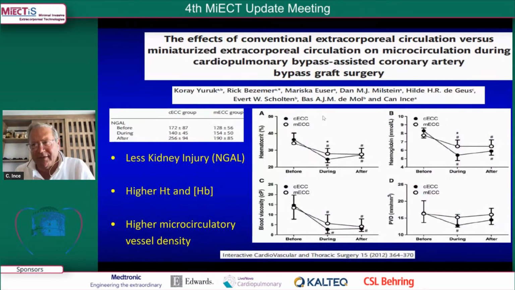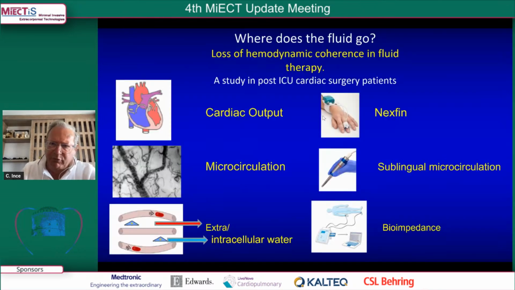And of course, as we had done in this early study, looking at MiECT, this is exactly what MiECT is so excellent in performing. It has a higher hematocrit than normal CPB, and as a result of less dilution of the blood and the poor oxygen transport in diluted blood, it results in less kidney injury, as shown by Engel, with a higher hematocrit and a higher microvascular density. So this is the key mechanism, I think, from a hemodynamic point of view, which MiECT approaches.